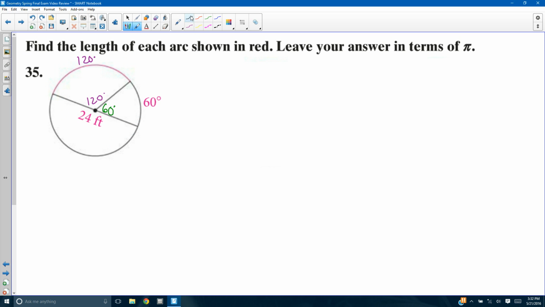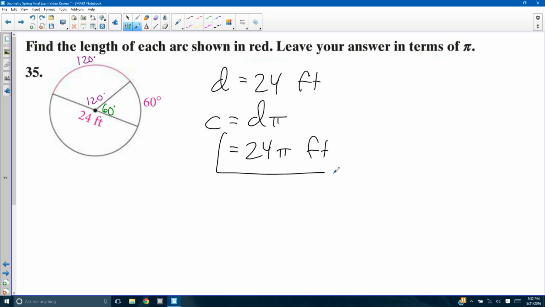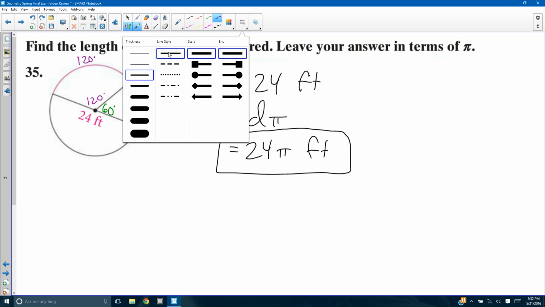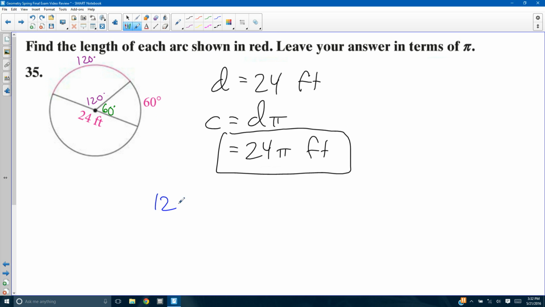Okay, so first thing I'm going to do here is my diameter is 24 feet. I'm going to find the circumference by doing diameter times pi. So that's going to be 24 pi feet. Not square feet, just feet. Okay, that's the circumference of the circle. So to find the measure of this one arc of the circle, I'm going to go ahead and say, well, 120 out of 360 is equivalent to that amount.